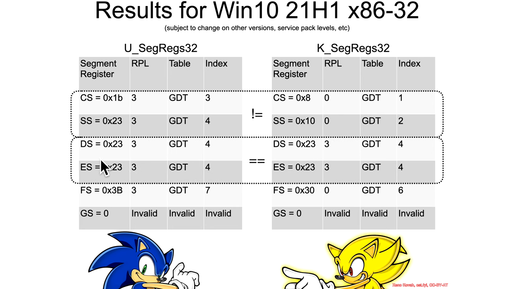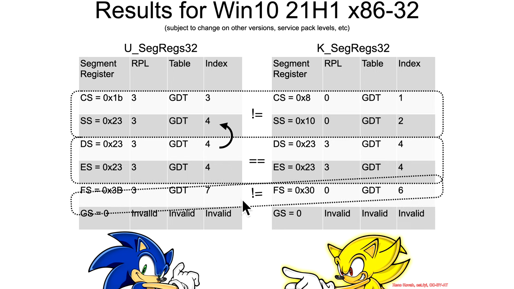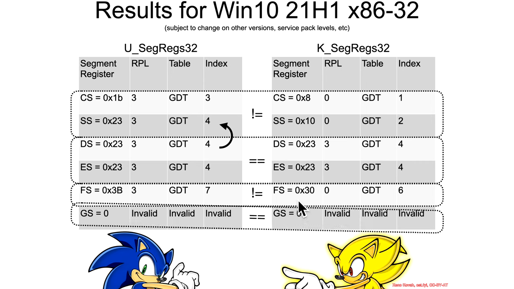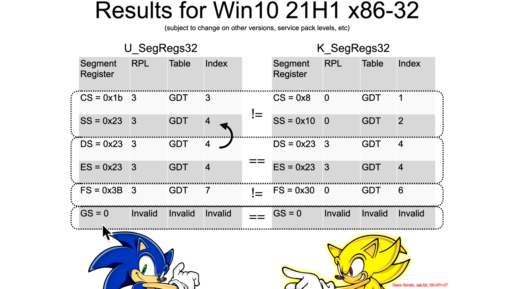We see that the DS and ES segments are the same between user space and kernel space. And furthermore, we see that the actual index is the same as the SS index from user space. We see that the FS is actually different. So we've got a 6 over here for the index and a 7 over here for the index in user space. So these seem to be pointing at potentially different segments, different chunks of memory. And in the GS register, we have 0, which is a straight up invalid value.